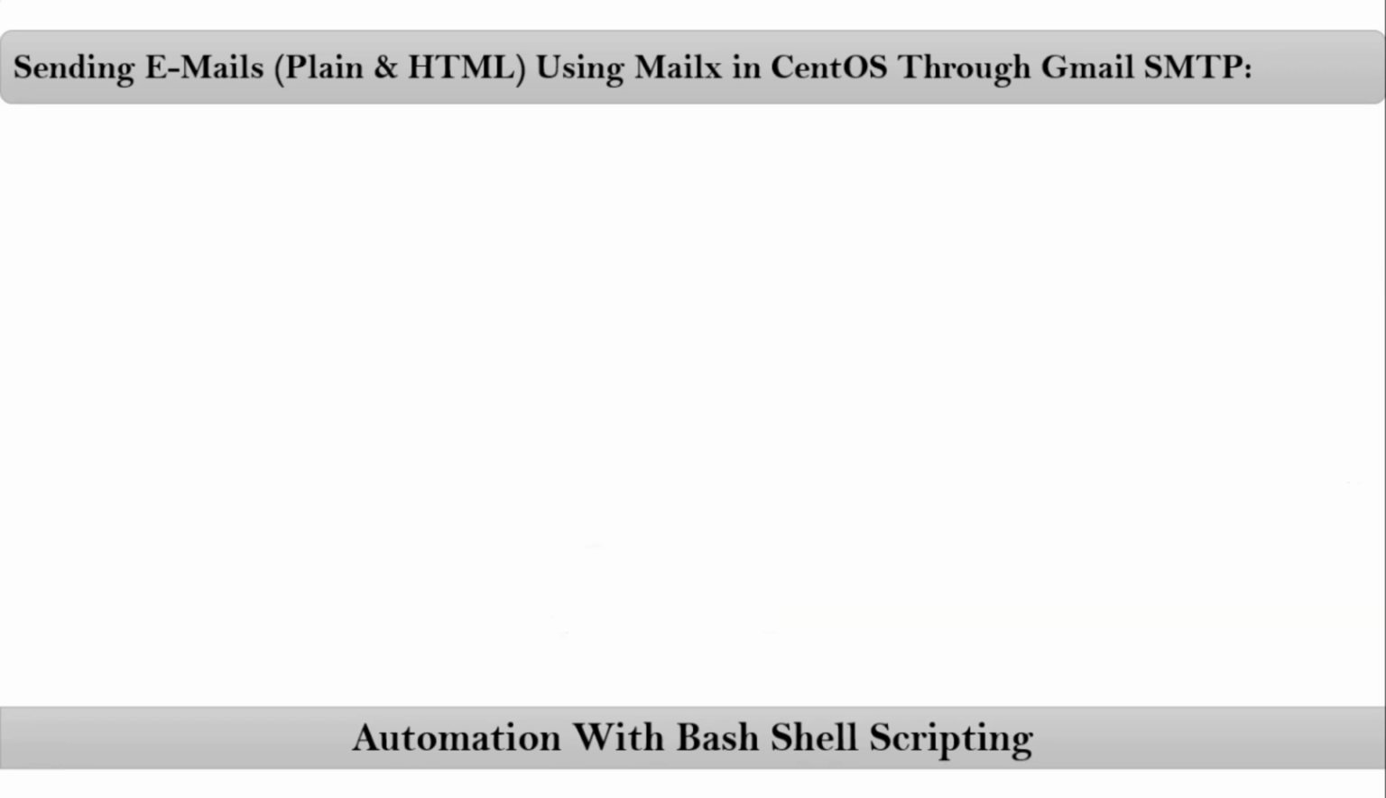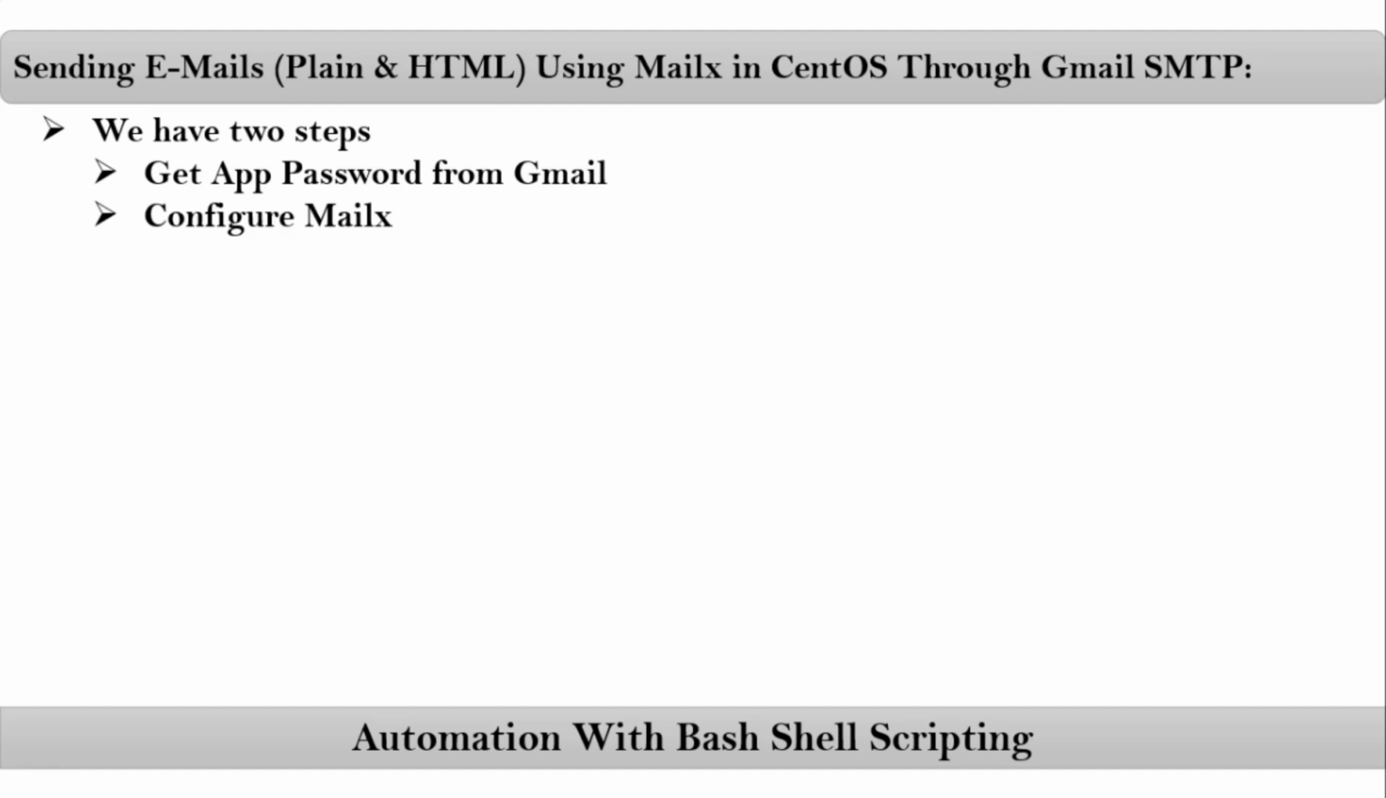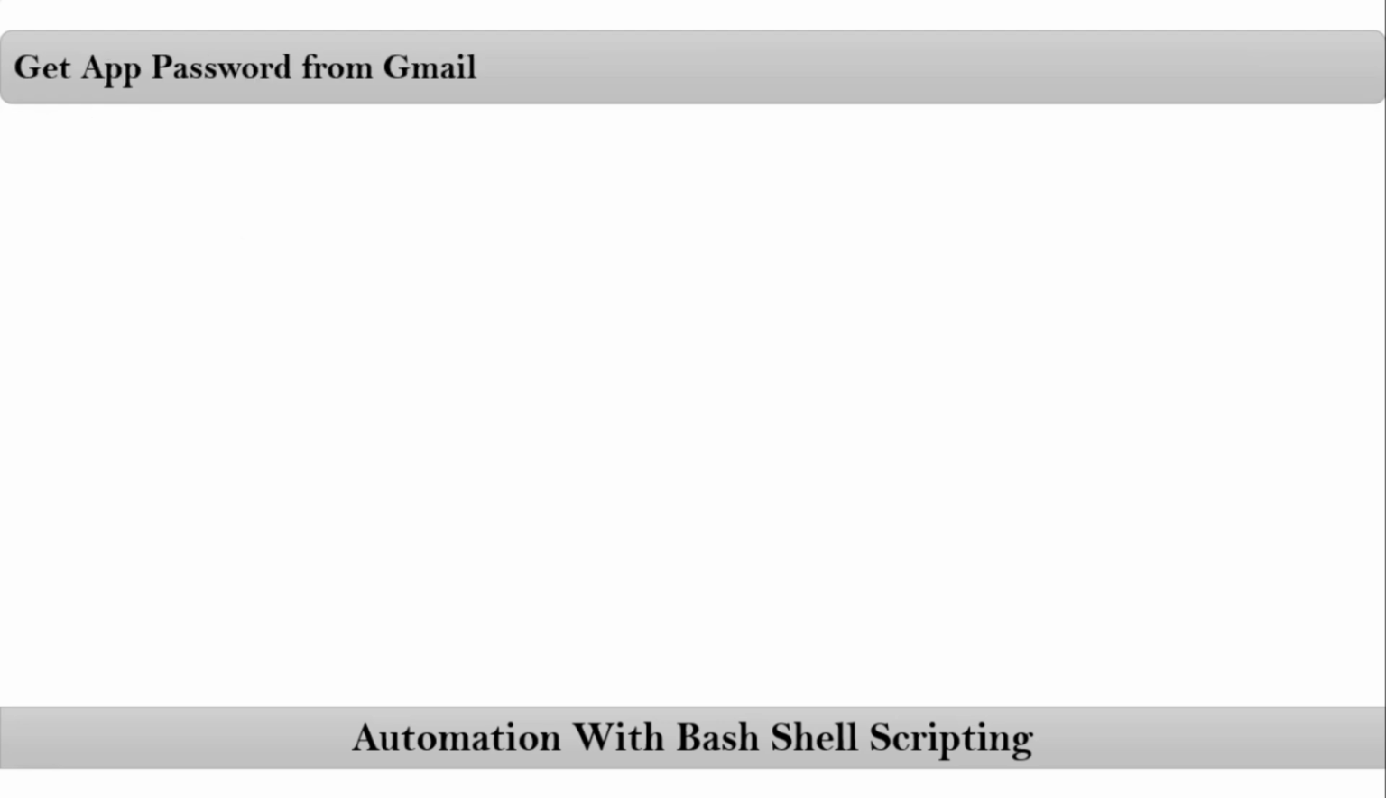Let me go with that. To complete this setup, we have to follow two steps. Step one is get an app password from Gmail, and the second one is configure mailx. After this, simply using mailx, you can send either plain or HTML mails. Now let me go with getting the app password from Gmail.